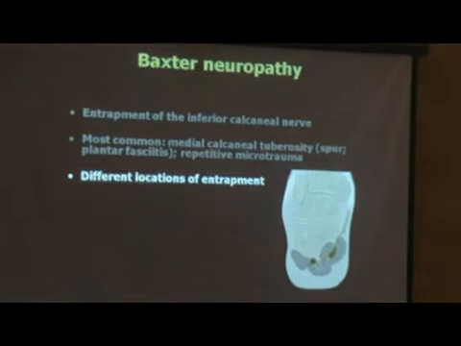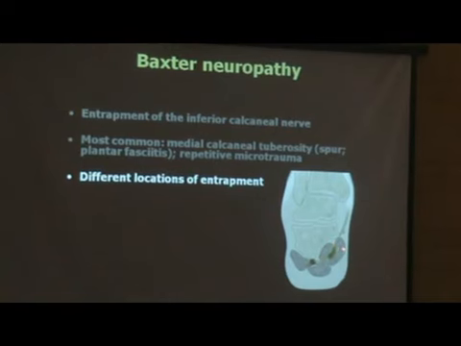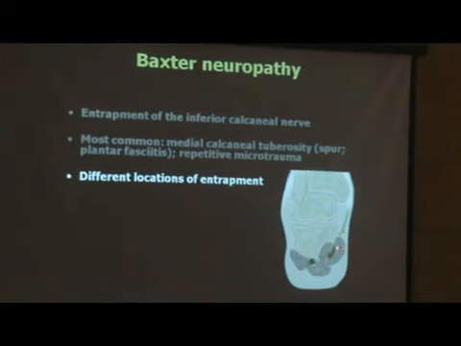And we have different locations of entrapment. Remember, I told you this is the course of the inferior calcaneal nerve. This is the first site of entrapment, between the quadratus plantae muscle and the abductor hallucis muscle. And this is exactly where the nerve changes its course from vertical to horizontally oriented. So this is a very common site of entrapment because of that change.